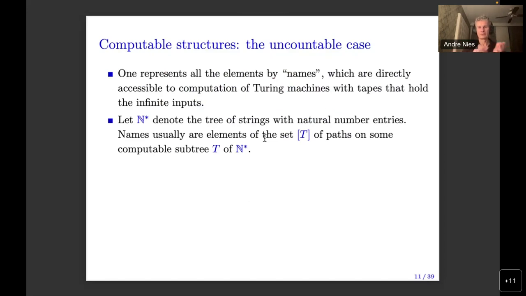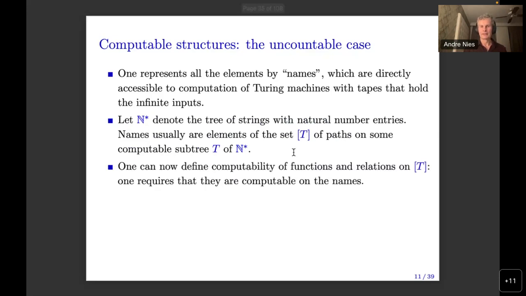And it will compute with it and compute as much as you want of the output. Usually the names are paths on a tree of natural numbers. So a nice tree, computable, no dead ends, hopefully. And the names will be the set of paths on such a tree. And then I can define computability of elements of the structure by looking at the names and say the functions are computable as seen as functions on names.